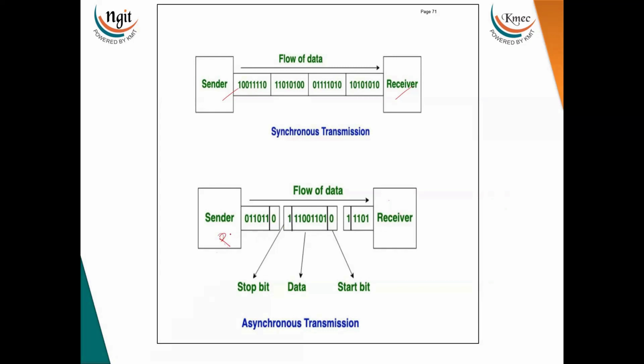So if both devices need to follow the same clock, the processor is supposed to reduce its speed, and thereby the overall system speed will reduce. So that this does not happen, if there are low speed devices, they will follow the asynchronous method.